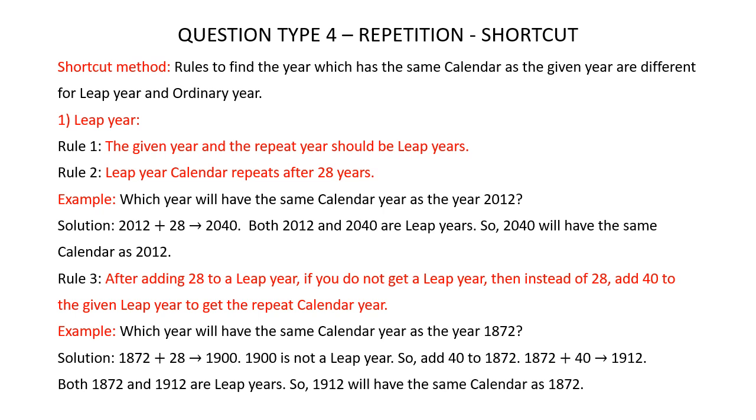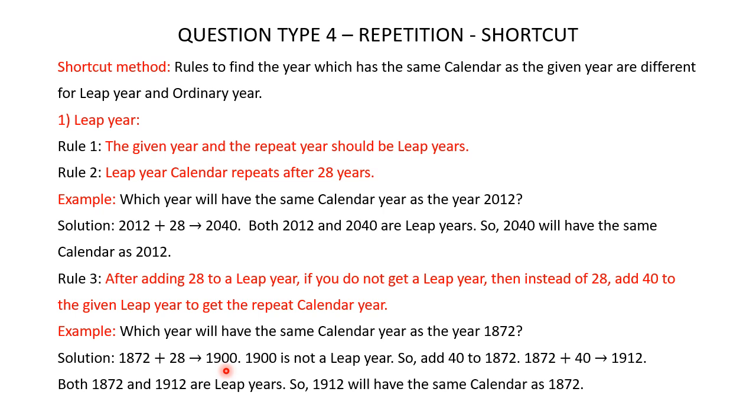Rule number 3. Now after adding 28 to the given leap year, if you do not get a leap year as the answer, then instead of 28, add 40 to the given leap year to get the repeat calendar year. Let's understand this rule with the help of an example. Which year will have the same calendar as the year 1872? As you can see here, 1872 is a leap year. So let's add 28 to the given year. So 1872 plus 28 is 1900.